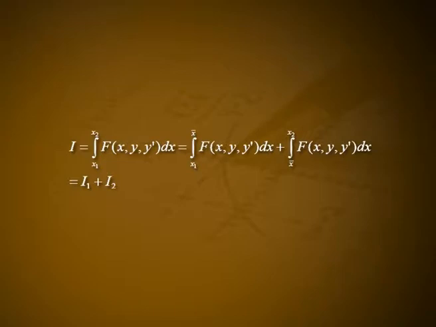While computing the variation delta I of the functional I equal to integral from x1 to x2 of f of x, y, y dash dx, equal to integral from x1 to x bar of f of x, y, y dash dx plus integral from x bar to x2 of f of x, y, y dash dx, which is equal to I1 plus I2. Let it be equation number 21. We suppose that the variation is caused solely by the displacement of the point M (x bar, y bar) on the curve psi of x, y equal to 0.